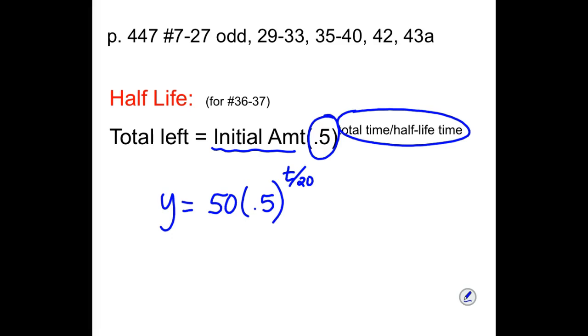We're not cutting it in half 100 times. Over that 100-year span, it's only getting cut in half 5 times, right? Every 20 years, it's gone down half of what it was. So I would have to put 100 divided by 20 as my power. Does that make sense?